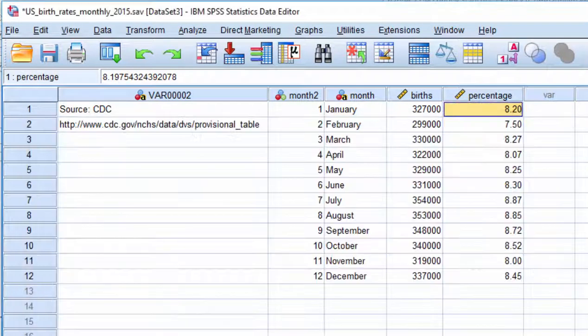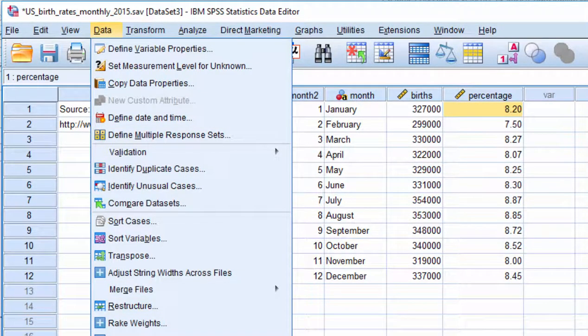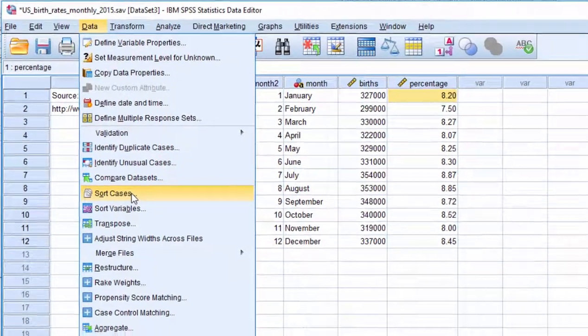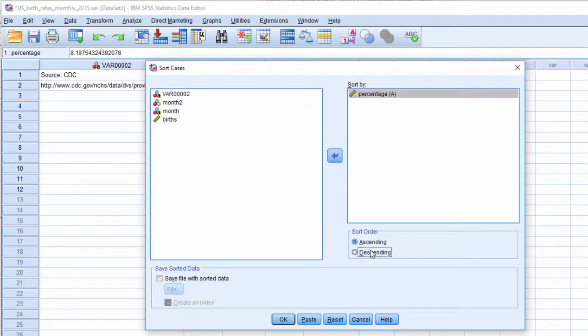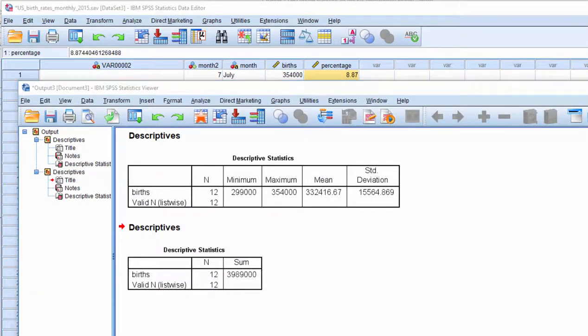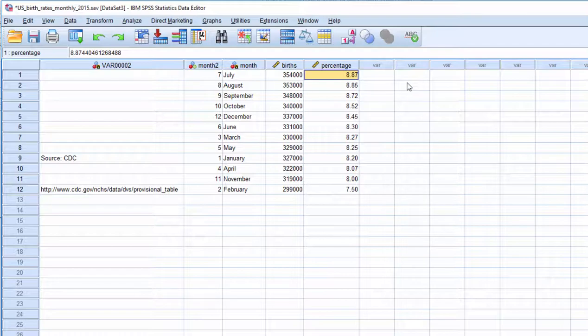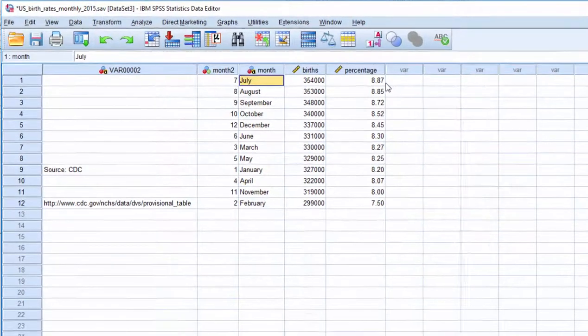And SPSS has created a new variable, and we can see the percentages over here, where we could sort them as well to see actually which month has the highest percentage of births, to make this a little bit easier to understand. So sort cases, go into Data, Sort Cases, and I want to sort according to percentages, and I want it descending. And what we get is 8.87 for July.